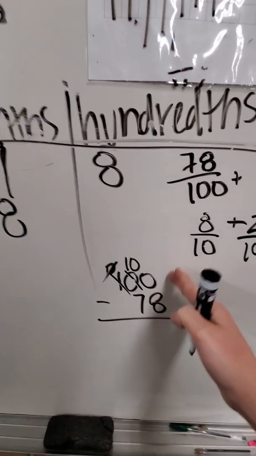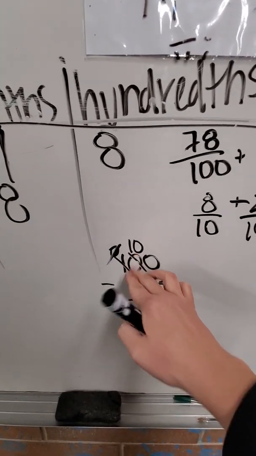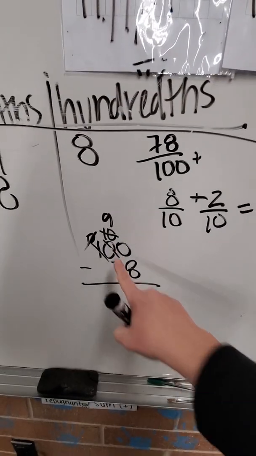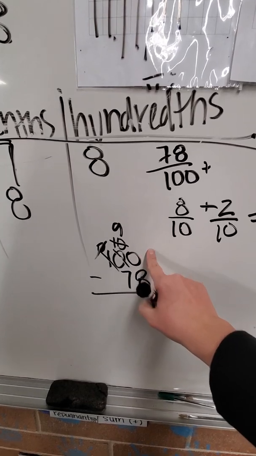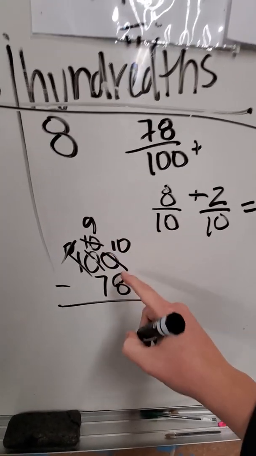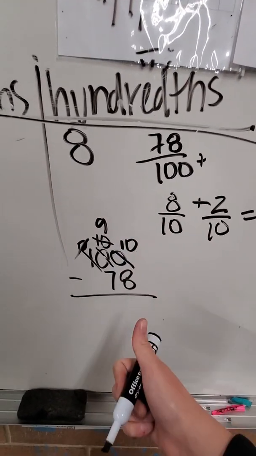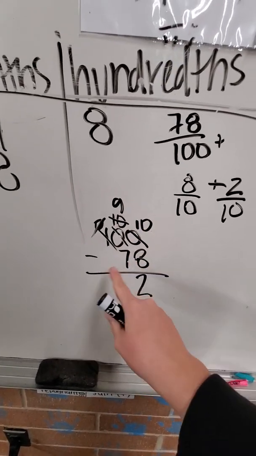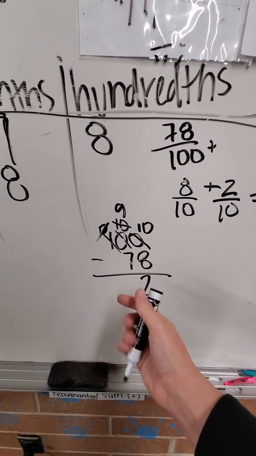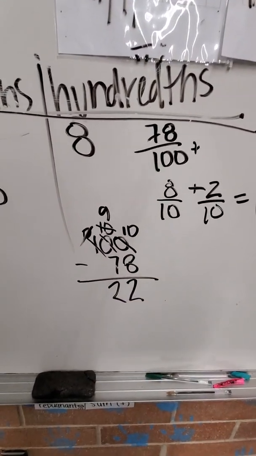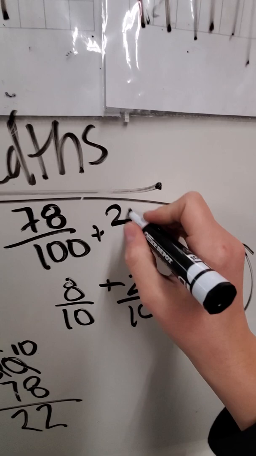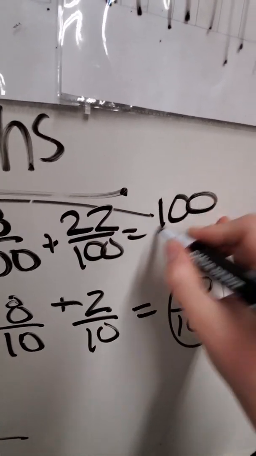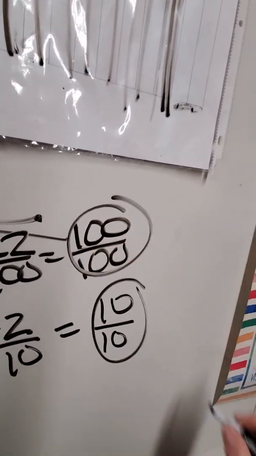But I still can't subtract from here, so I've got to go back to my tens. I'm going to take 1 ten away from that place value. And so since I took a ten away, it's going to come over here. And I've got 10 minus 8, 9, 10. 9 minus 7, I go 7, 8, 9, and that's 22. Wow, I need 22 more hundredths to get 100 hundredths, which would make one whole.